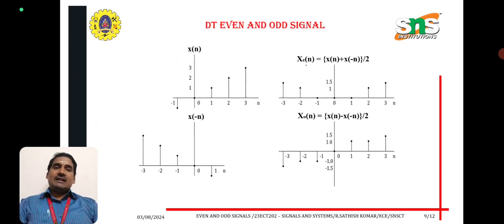Next one, for this discrete time signal x of n, we can find the even and odd signals. x of minus n is nothing but the folded signal of x of n. x even of n is equal to x of n plus x of minus n by 2. Divided by 2 means the amplitude divided by 2. We get 0.5 to 1, 3 to 1.5. For x of n minus x of minus n, already given, minus x of minus n is the folded signal. Divided by 2 means the amplitude is divided by 2. We can get the answer.